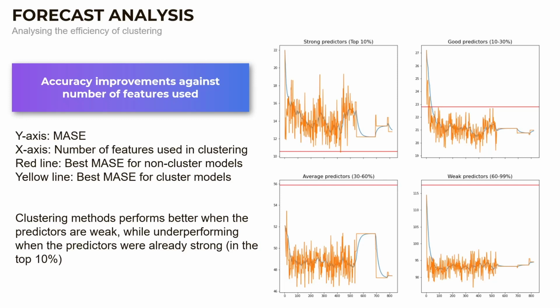Using the red line as a benchmark, we can see that the clustering model significantly improves the results as the predictor is weaker, while having a detrimental effect on the strong predictors. In the full pipeline, the strong and good predictors are segregated out to different pipelines to ensure that the strong accuracy is not compromised by the clustering method.